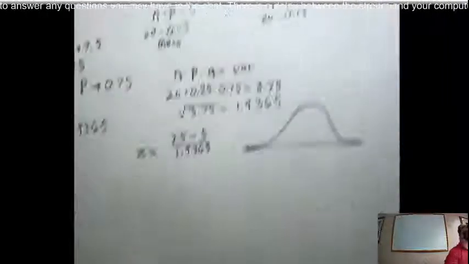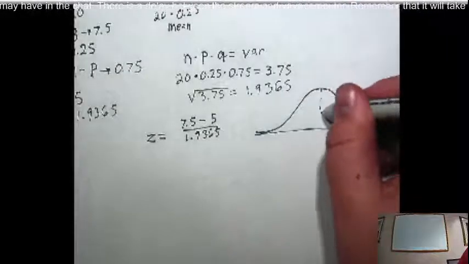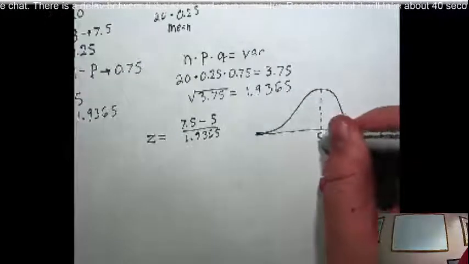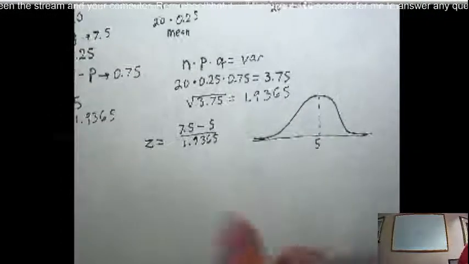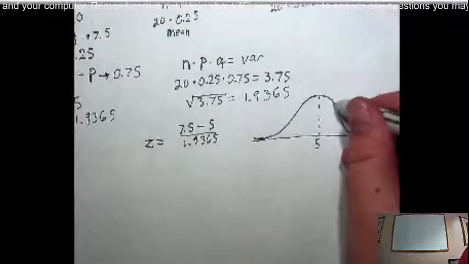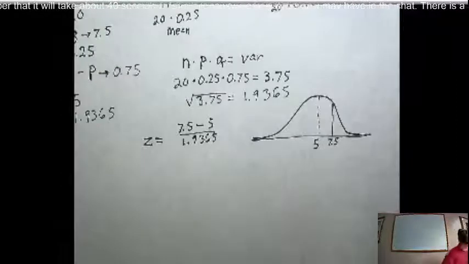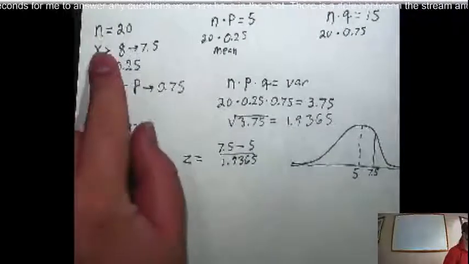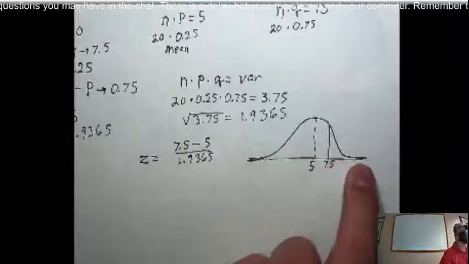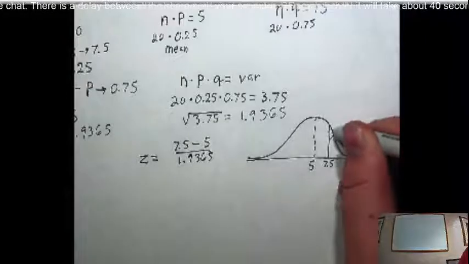Okay, so if we have a normal distribution, our mean is here at 5. And then the point that we're looking at, 7.5, would be above that. Now the last part of this is that we're looking for greater than or equal to that. So greater than, the part that is higher than that. That's this area right here.